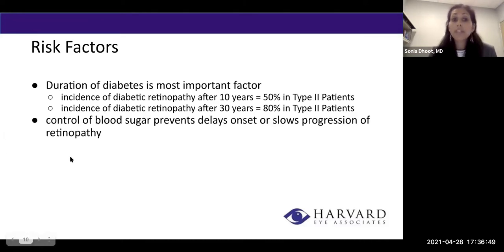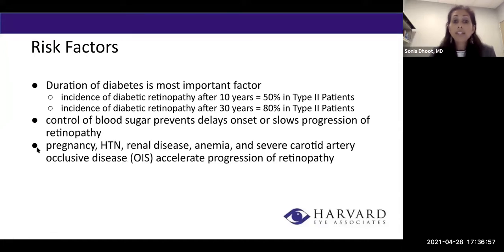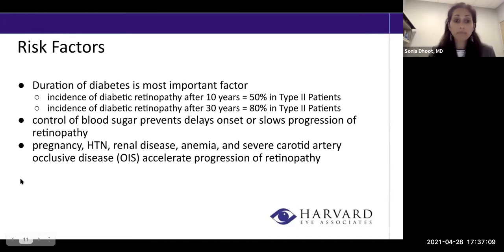So we know that the control of blood sugar delays the onset and slows the progression of the retinopathy. There are some other things in your body that increase your chance of having retinopathy, and these include pregnancy, high blood pressure, and then the other ones listed. But pregnancy and high blood pressure are the two that we see most commonly.